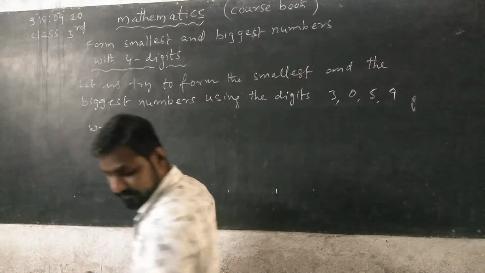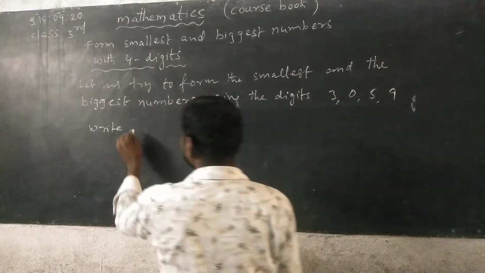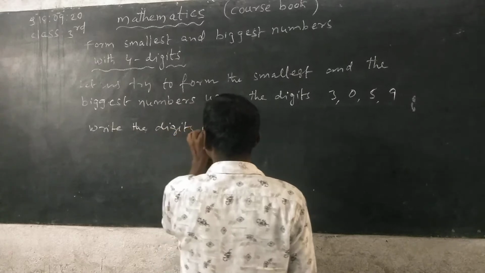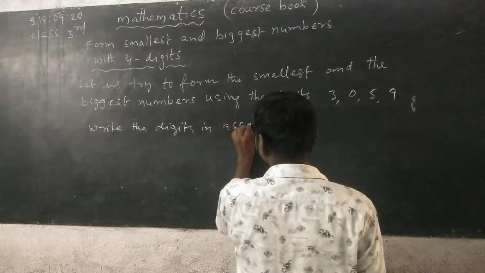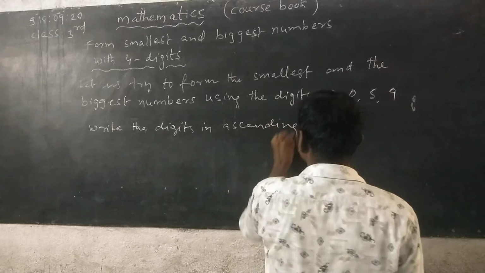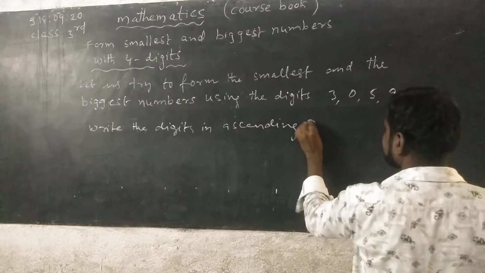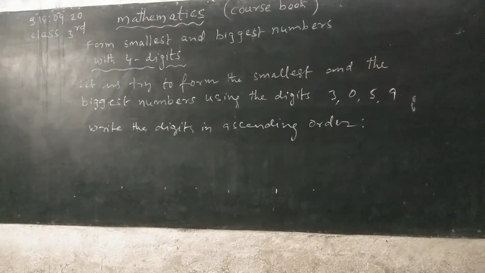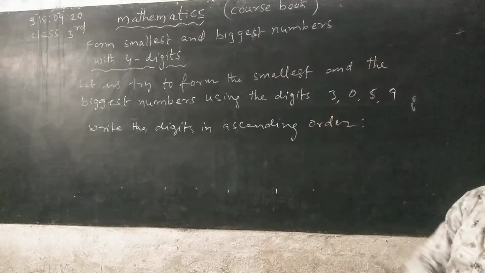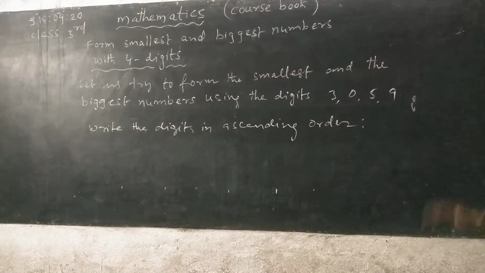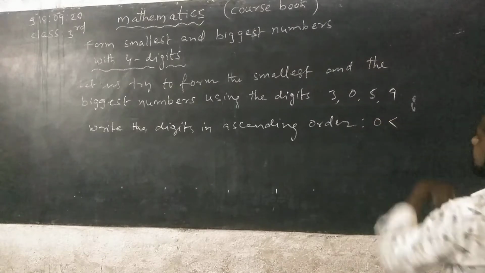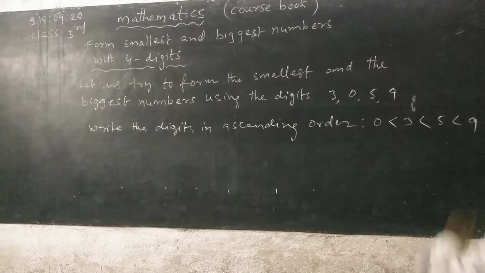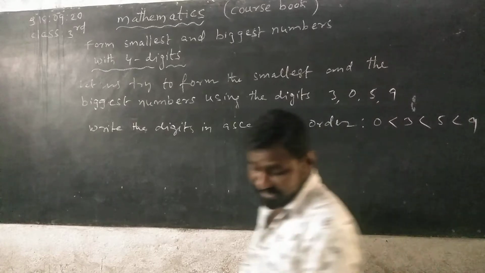Write the digits in ascending order. Then you write in it, the smallest digit is 0. Next, less than 3, next less than 5, less than 9. But one condition is there.